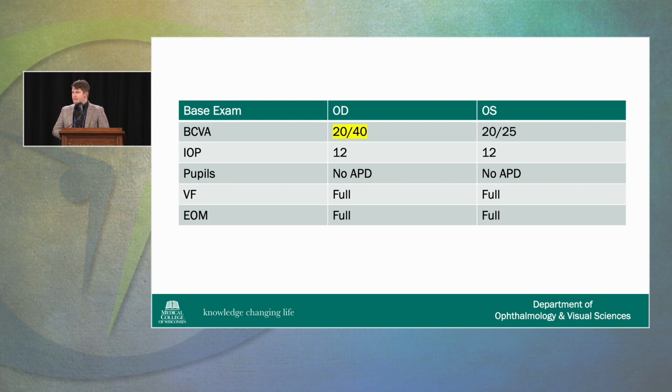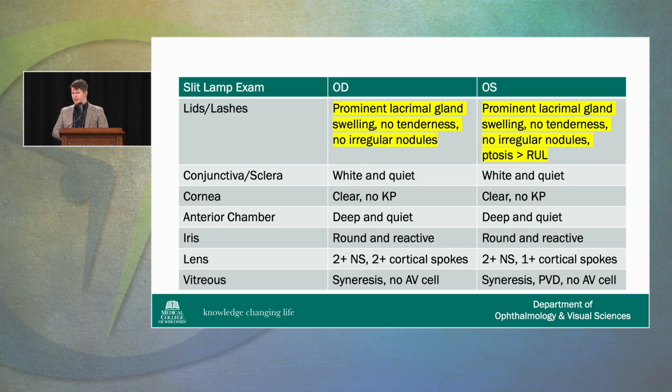So base exam, he's got slightly decreased vision in the right eye of 20/40. The rest of the exam really does not stand out. On slit lamp exam, he has prominent lacrimal glands, a little bit more on the left than the right, with a little bit of ptosis on the left. The rest of his anterior chamber is totally quiet, no cell. He has a little bit of cataract on both sides, some syneresis, but no cell in the vitreous.